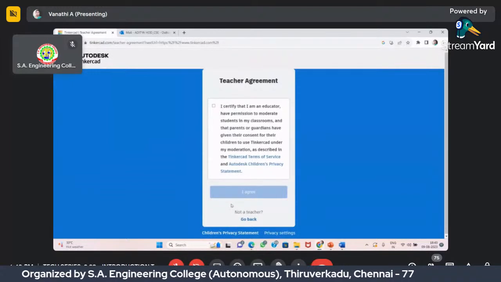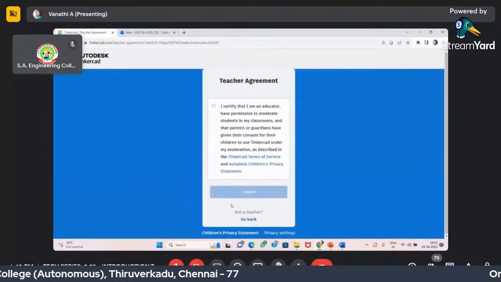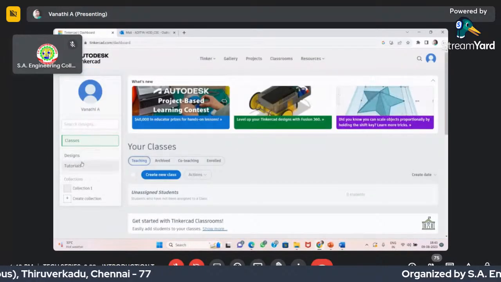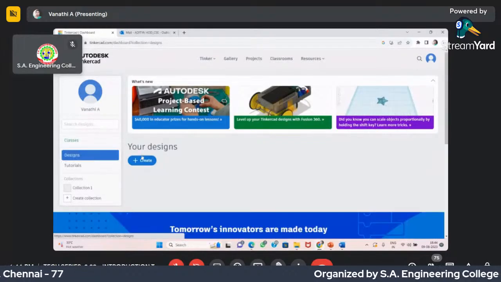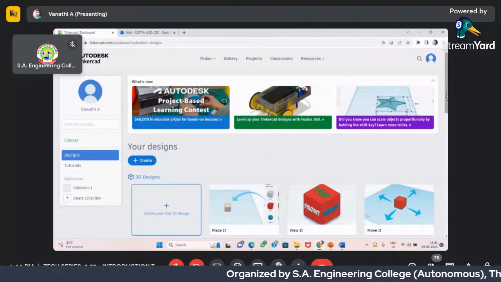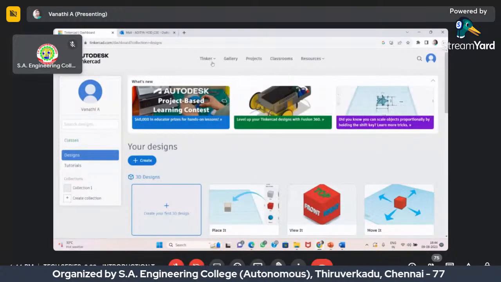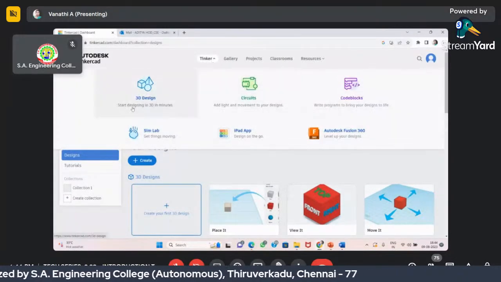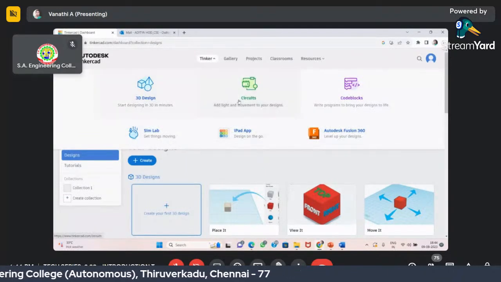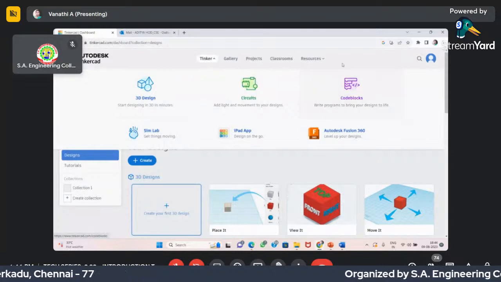So you can go for it, right? Here you can see various things. You can do the designing of anything here. You can create any application here. You can see Tinker is there. You can make a 3D design. You can make a circuit design. Or if you are interested in programming, you can go for coding also.